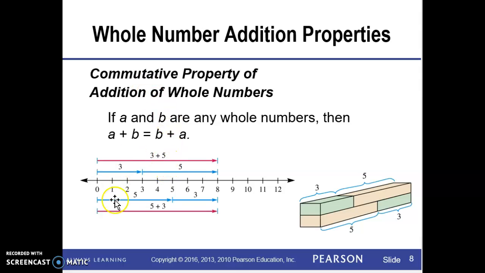So here is a number line diagram demonstrating that if I add 3 and then 5, or I add 5 and then 3, either way, the sum turns out to be 8. Same thing over here with a strip diagram. I can see that 3 plus 5 that I have on the top and 5 plus 3 that I have on the bottom are the same. Order does not matter with addition.